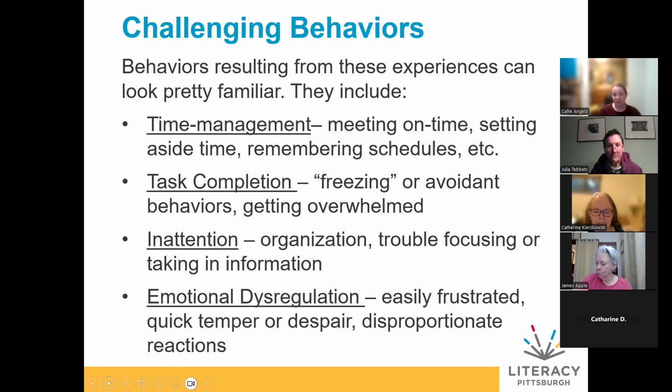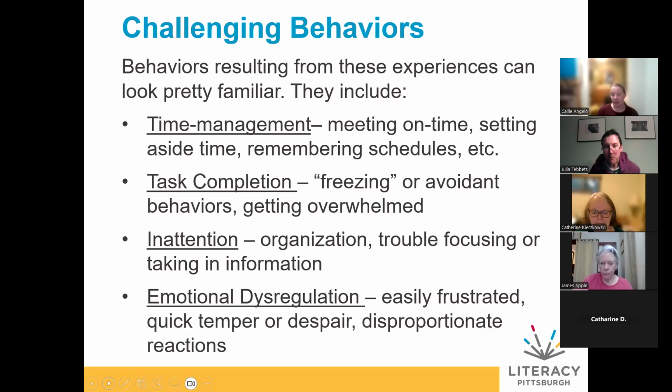Task completion. That can be freezing when asked to do things, avoidant behaviors, or just generally getting overwhelmed when asked to do too many things at once. Inattention. That can apply to organization, trouble focusing on one thing at a time, or being everywhere all at once because you're trying to do seven things at one time. That's pretty common.